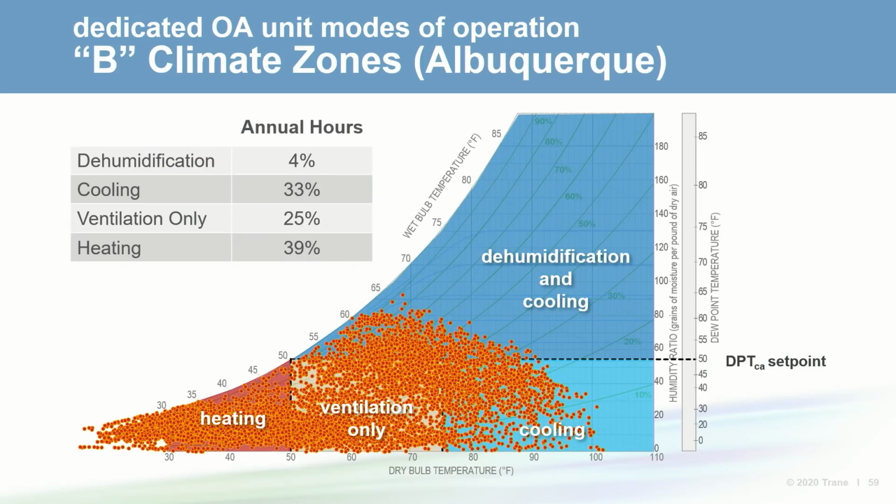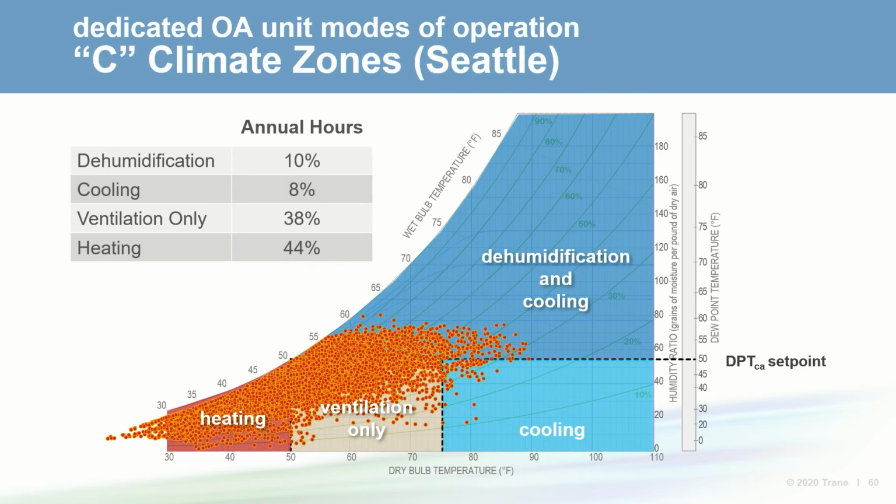Now contrast that to arid climate zones, region B. There will be more hours in cooling mode and not as many in dehumidification mode. In Albuquerque, for example, 33% of the hours are in cooling with only 4% in dehumidification. And for marine climate zones on the west coast, region C, there will likely be a large number of hours in ventilation-only mode. For instance, in Seattle, for 38% of the hours, the outdoor air will not need to be conditioned.